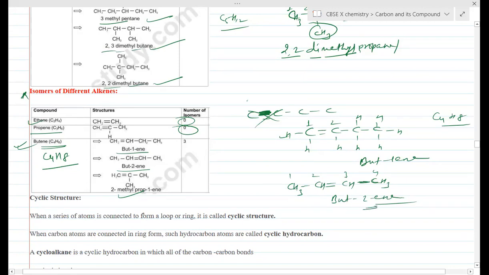Okay. So similarly, you can write one more structure like this: CH2 double bond C, CH, CH3. Okay, so this is what 2-methyl. Okay, when you name this 1 2 3, so second carbon contains methyl group. So 2-methyl prop-1-ene. Prop-1-ene. Am I clear?